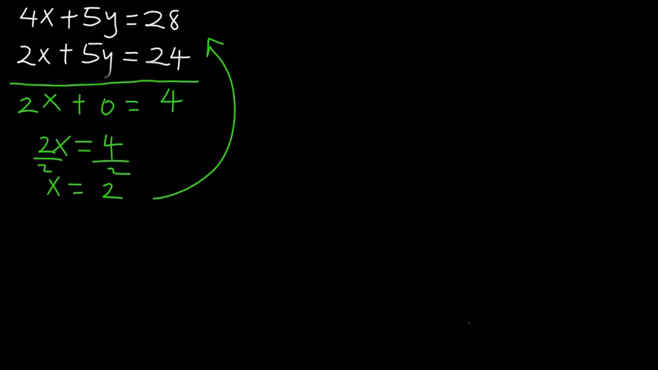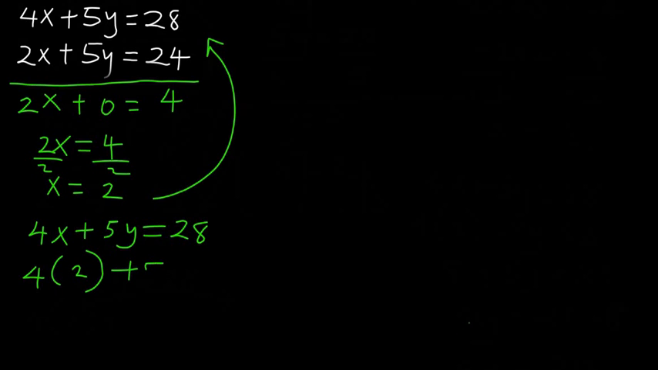Once we have found that the value of x is 2, we're going to replace it in any one of these two equations to find the value of y. So let's replace it in the first equation. We have 4x plus 5y is equal to 28. We replace x with 2, so we have 4 times 2 plus 5y is equal to 28. So this means that 8 plus 5y is equal to 28.